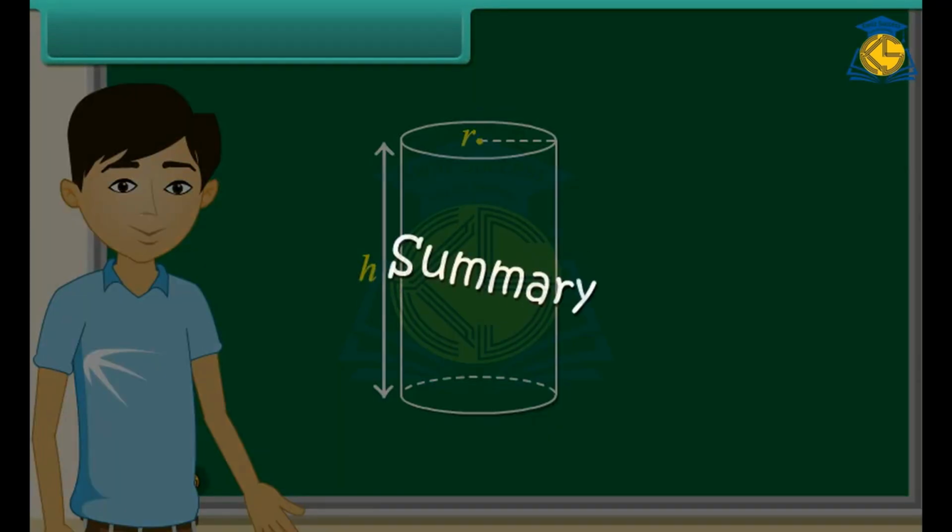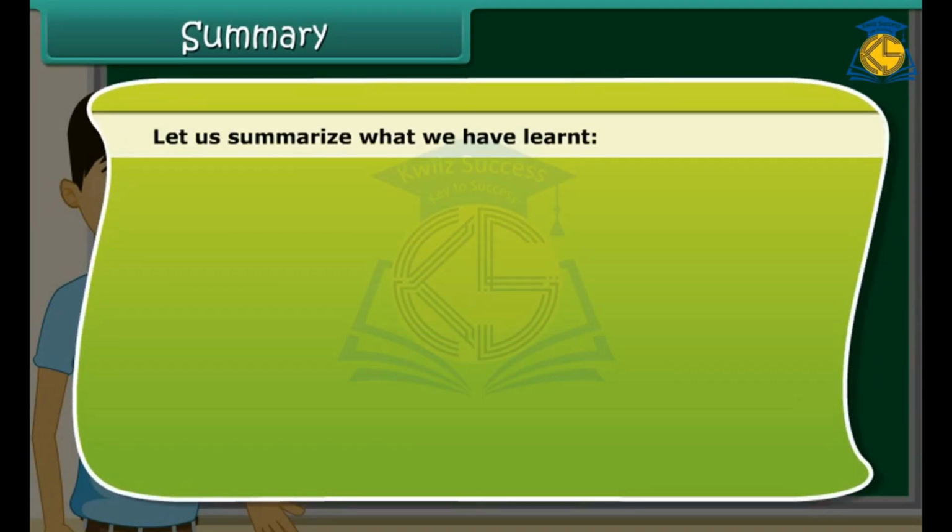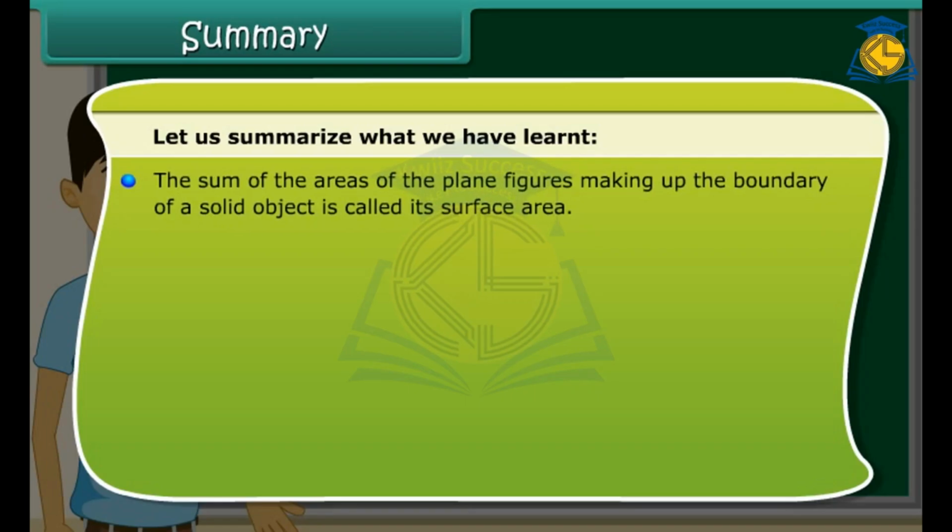Summary. Let us summarize what we have learned. The sum of the areas of the plane figures making up the boundary of a solid object is called its surface area.